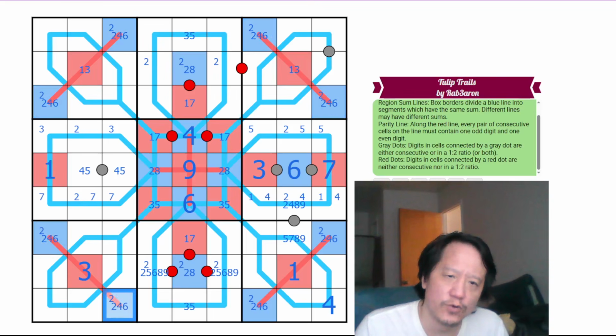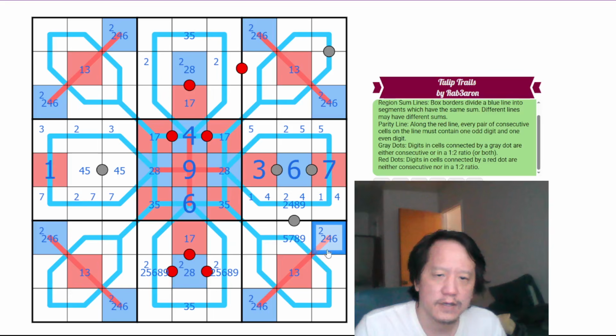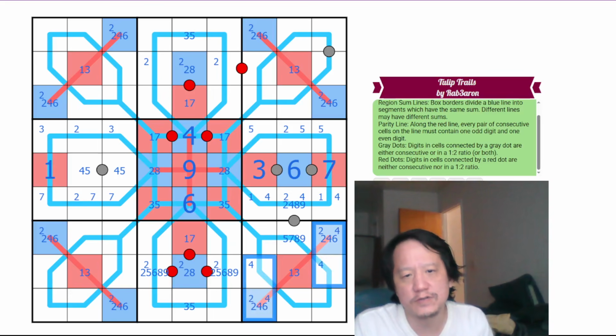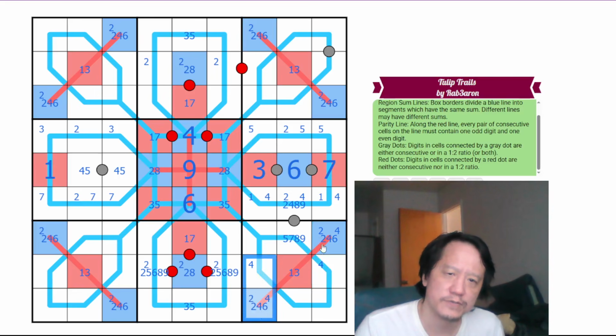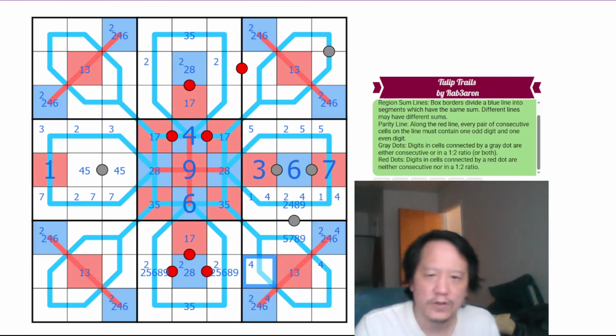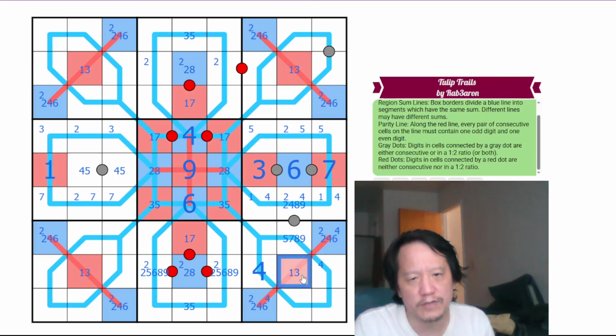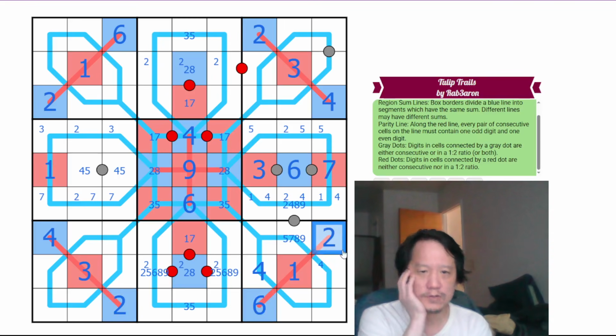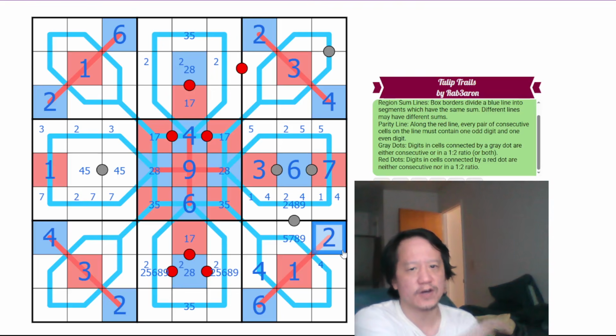Okay, so 4 in box 9 has to be one of these 4-digit cells. So if 4 is here, that would again force this to be 1, 2, 6. That would force this to be 3. That's 2 and 4 there. No 2 here, so this is 2, 1, and 6. No 2 here. So this is 3, 4, and 2. That makes this 6, that 2. So that seems fine.